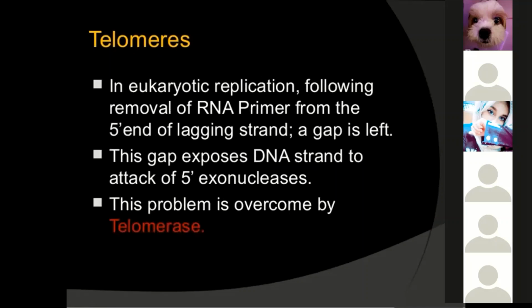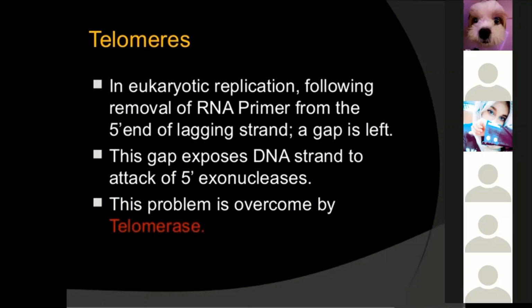Then you have telomeres, no? I think if you attended my earlier classes, you have an idea about telomeres. So what happens in eukaryotic replication: following removal of the RNA primer from the 5' end of the lagging strand, a gap is left. This gap exposes the DNA strand to attack by 5' exonucleases. This problem is overcome by telomerase.